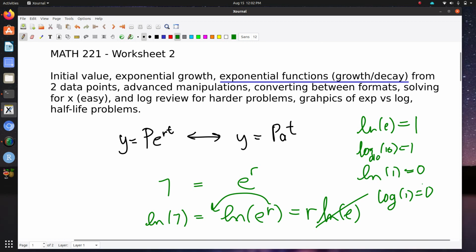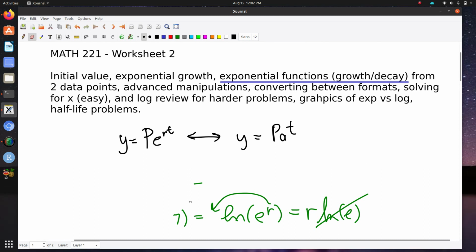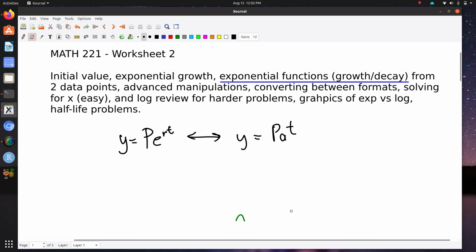Going the other way is even easier because you don't have to do any solving. If you have a question where you have a PERT and you want a PAT, you literally just take e to the r. So if I have like 14e to the 7t and I want to convert it, it's just going to be 14 times e to the 7 to the t, and you just type that into your calculator, and whatever that number is, that's the a. E to the 7 is just a. It's just you have to get out the natural log to go back the reverse direction. Okay, but it's still not that bad.